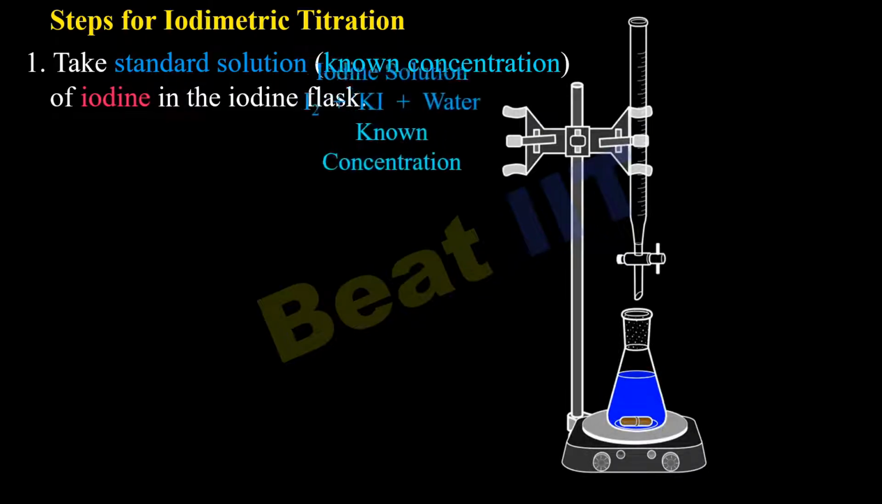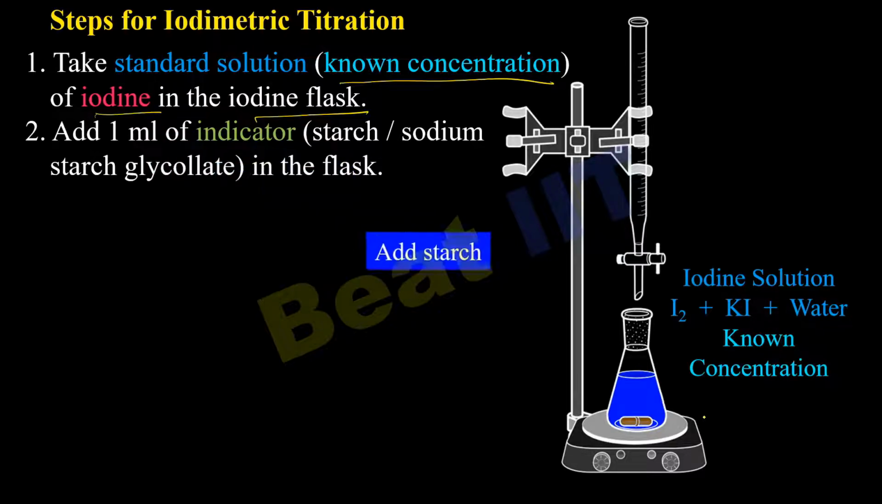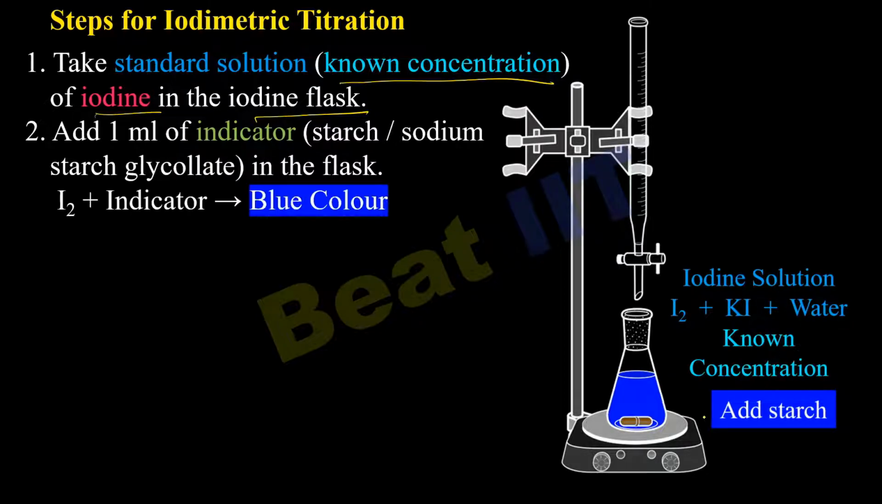Steps involved in iodimetric titrations. This is the most important part of this topic. Take a standard solution, which is of known concentration, of iodine in the iodine flask. Obviously we need to dissolve it in KI so that it is dissolved in the water. Add 1 ml of indicator, that is starch or sodium starch glycolate, in the flask, and that will result in blue color. So now you will have the blue color in the flask.